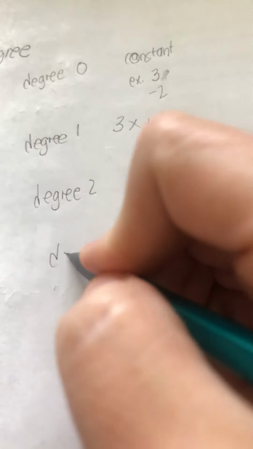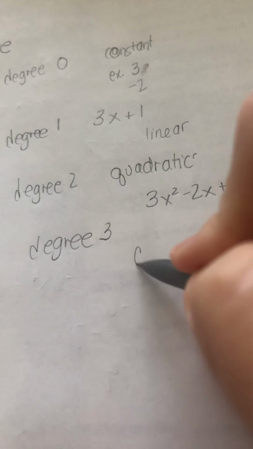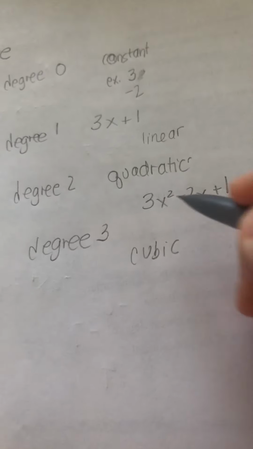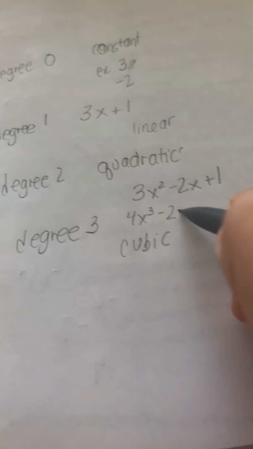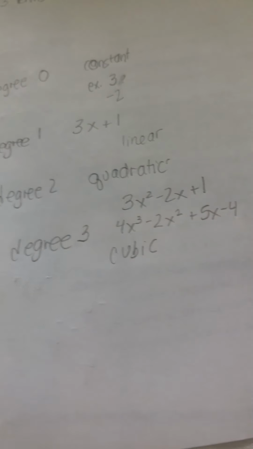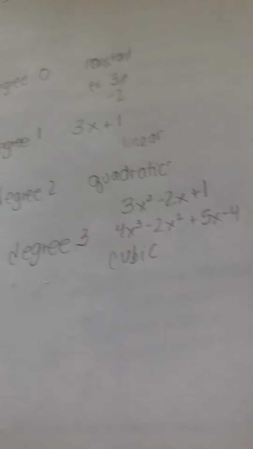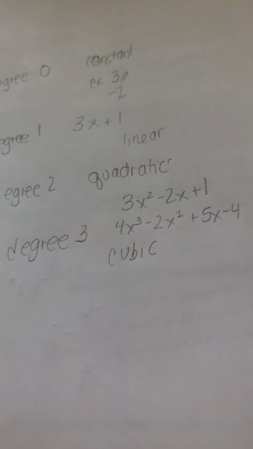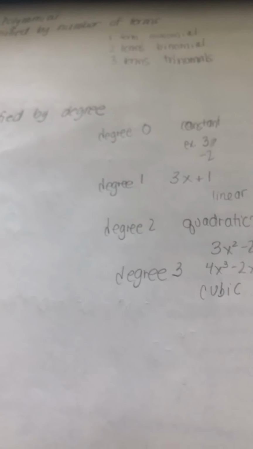And then probably degree 3, you really don't need to know, but it's called a cubic, and you may have heard that before. So an example would be that. Okay, so you can classify it by the number of terms or by the degree of the polynomial. This is just a lot of vocabulary.